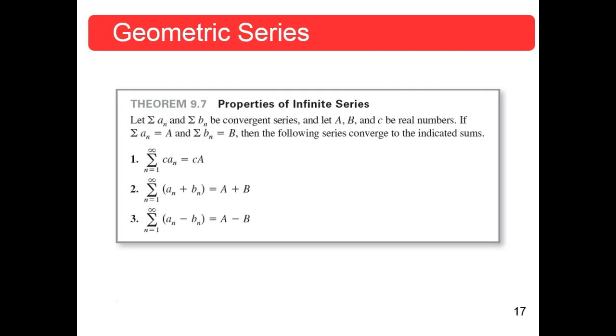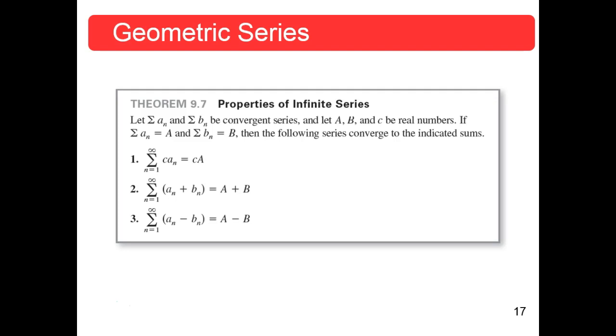The summation of n equals 1 to infinity of a sub n plus b sub n, without any proof, is the same as the summation of a sub n plus the summation of b sub n. Well, that's A plus B. And sure enough, that's what it is. Or if that was a minus sign rather than a plus, that would be the summation of a sub n, which is A, minus the summation of b sub n, which is B, so that's A minus B.